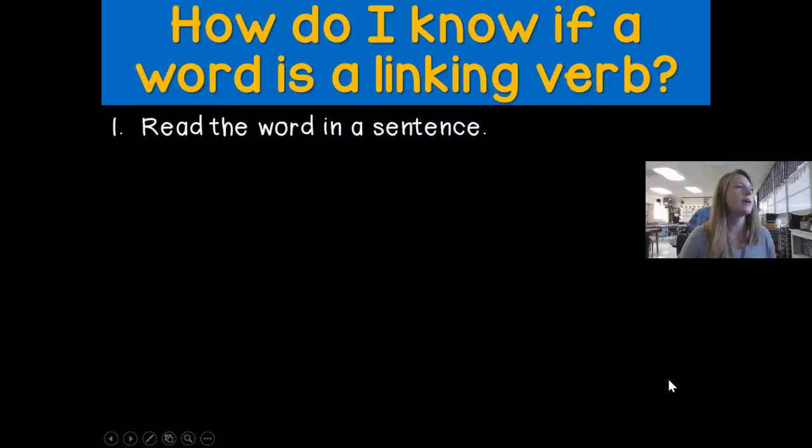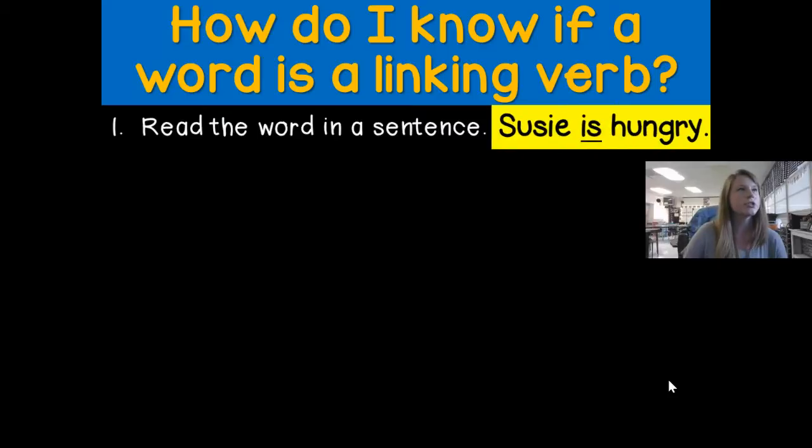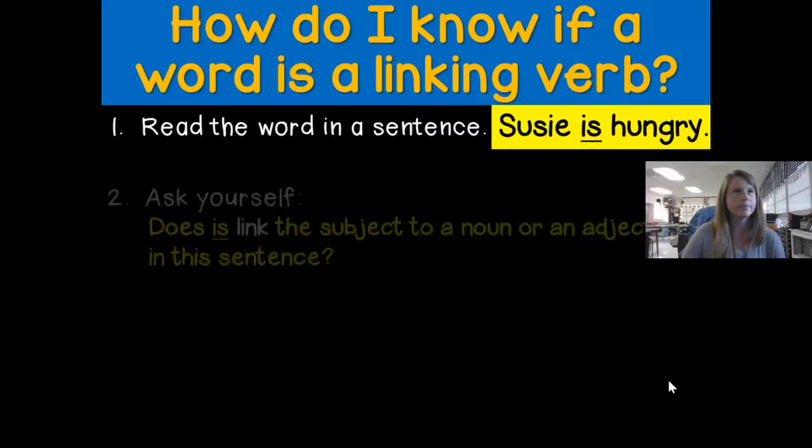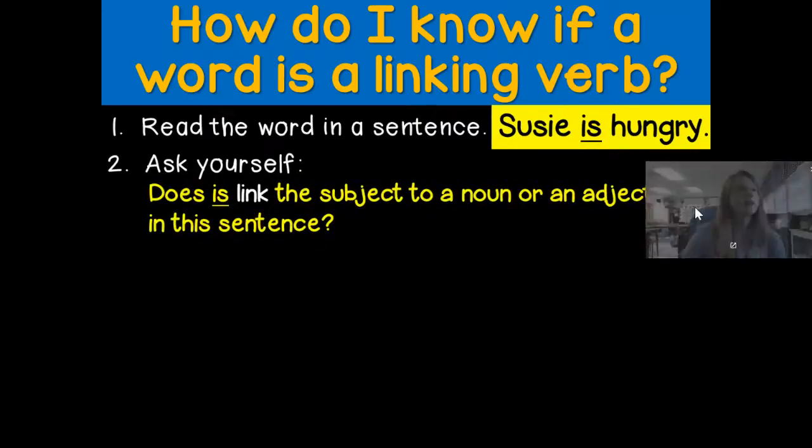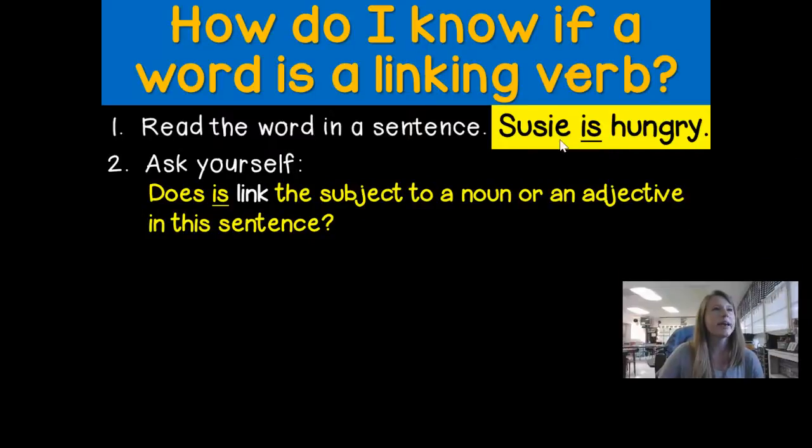How do I know if a word is a linking verb? The first step is to read the word in a sentence. Susie is hungry. Well, Susie is not a verb, that's a noun because that's the name. Hungry, I don't think that could be a verb because that's describing Susie. So that means it's an adjective. So that means is is probably a verb.